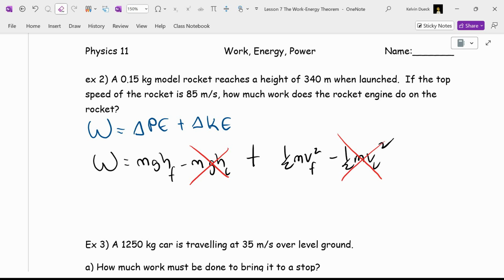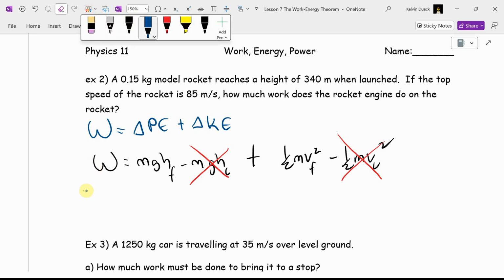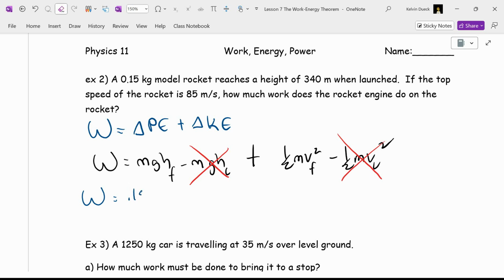Now, once we hit that 85 and start coasting, we will slow down, but we did need that a half m 85 squared at one point to hit that. What we're going to calculate is how much energy to put this rocket there. We're actually calculating how much energy the engine has, and from this you could calculate how much rocket fuel you would need. Do the m's cancel? Is there an m in everything here? Not in work. So the work is going to be 0.15 times 9.8 times 340 plus 0.5 times 0.15 times 85 squared.